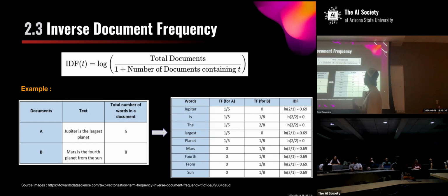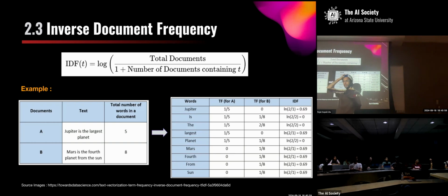So inverse document frequency, as I said, is inversely proportional to the number of documents containing T. So what it gives is how rare a word is. For example, let's consider the stop words, right? The frequency of stop words will be higher, let's say 100. So if you put here the number of documents containing T, it will come in all the documents.